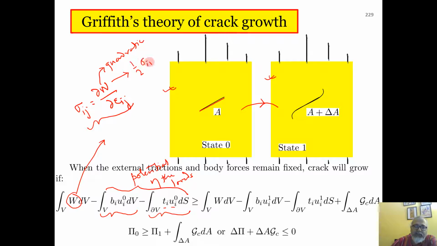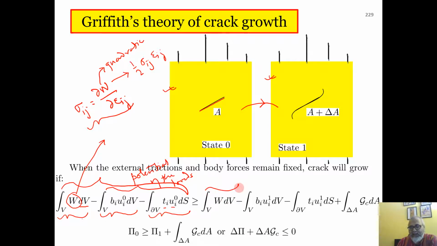and strain energy density is half sigma ij epsilon ij for an elastic material and has units of energy per unit volume. So energy per unit volume times a small volume dV gives you the total energy in that volume, integrated over the total volume of the body gives you the total strain energy stored in the body. So total strain energy stored in the body minus the potential of the loads gives you the potential energy of the system at state 0.